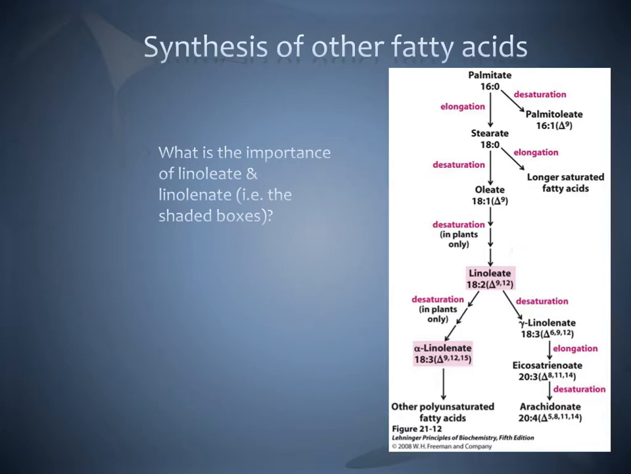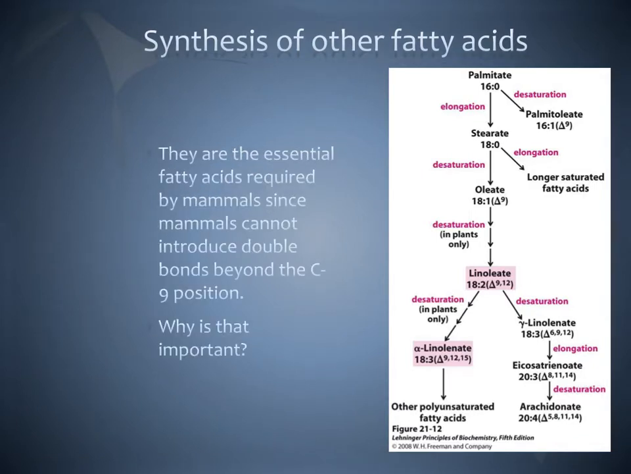But this is where we have problems. Only in plants can they go on to make linoleate, okay? And they go on to make linolenate, which has double bonds at 9, 12, and 15. So, the importance of these shaded boxes, anyone want to hypothesize, what is the importance of those shaded boxes? Yes, those are our essential fats. We have to have those in our diet since we can't make those 12 and 15 bonds.